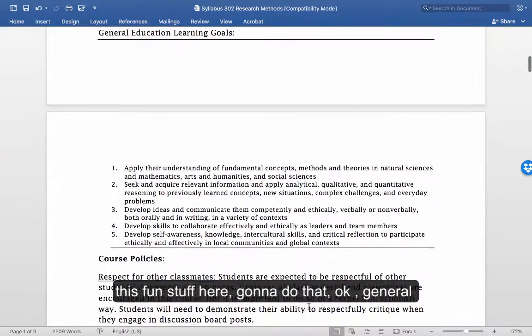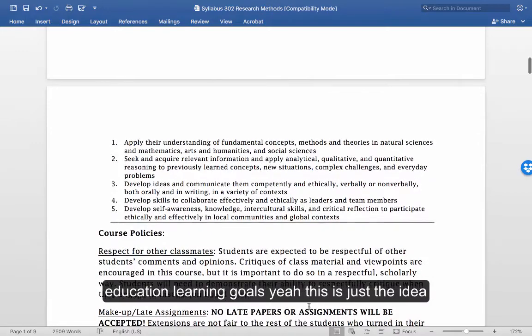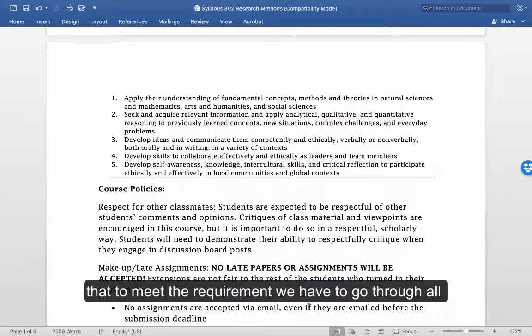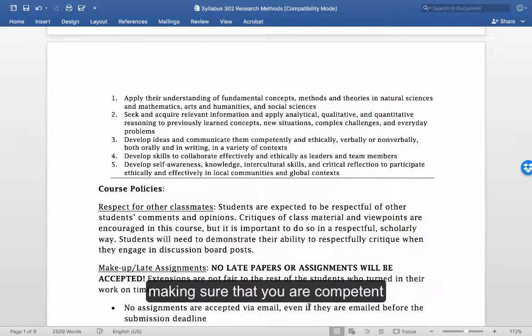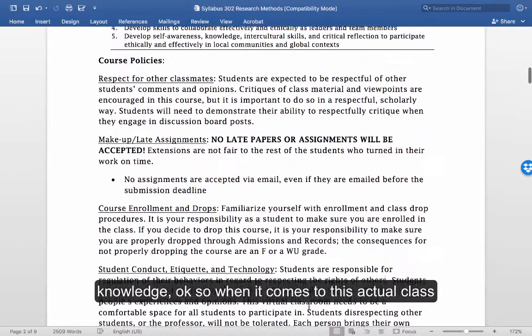Okay. General education learning goals. This is just the idea that to meet the GE requirement, we have to kind of go through all of these steps, right? Which makes sense. The rigorousness of it, making sure that you're competent, all that kind of fun stuff. Self-awareness, yay, knowledge. Okay. All right.